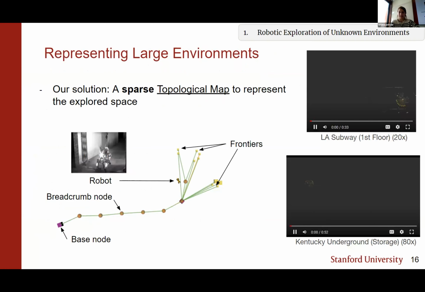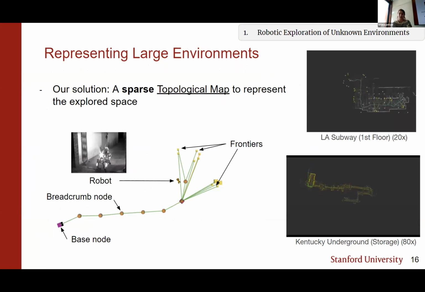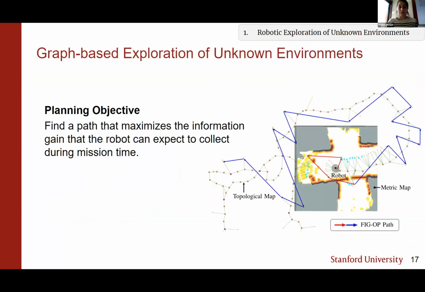So the way that we represent unknown environments, especially these large environments, is by creating a sparse topological map of the explored space. And this is a really commonly used solution. So we create this graph that represents the topology of the explored space. And you can see as the robot explores, it notices areas that are potential good areas of exploration. So these boundaries between known and unknown space, they're called frontiers, and we encode them as nodes in the graph. So then we can define our path planning problem over these frontiers.